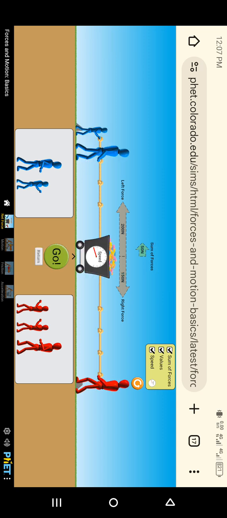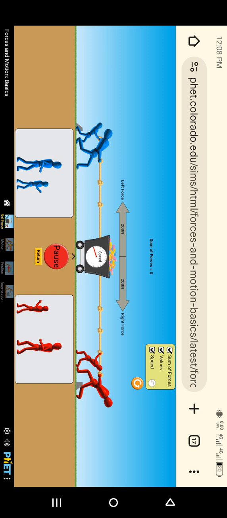Let us come back. What if I put another red force on the right? If I put another red, the sum of the forces is equal to 0. This means the forces are balanced, they are equal: 200 newtons, 200 newtons. Here we go. Now they balance.